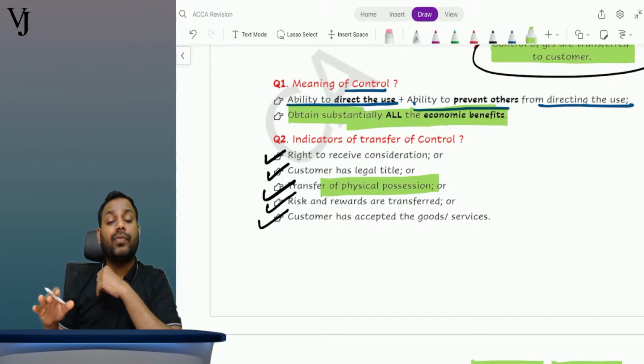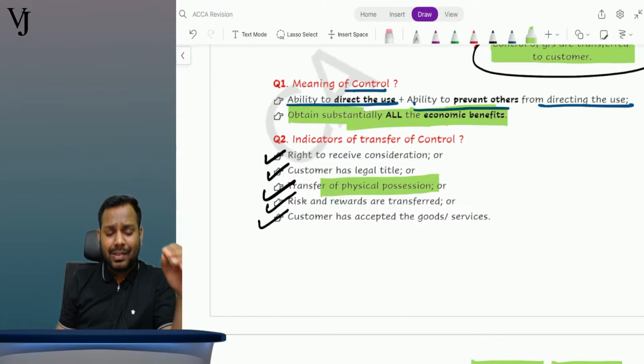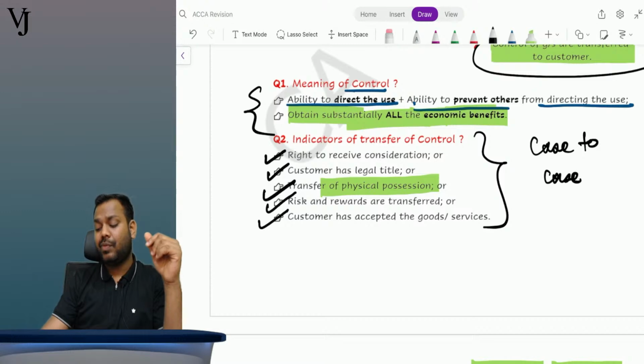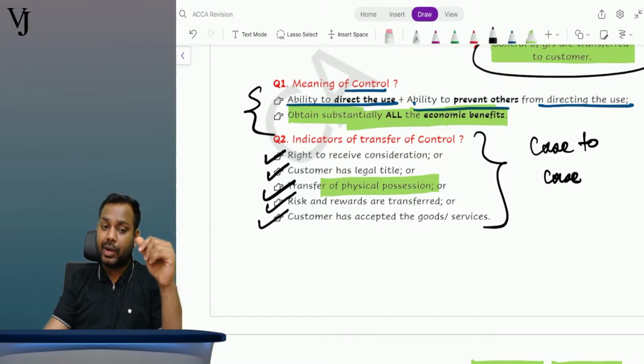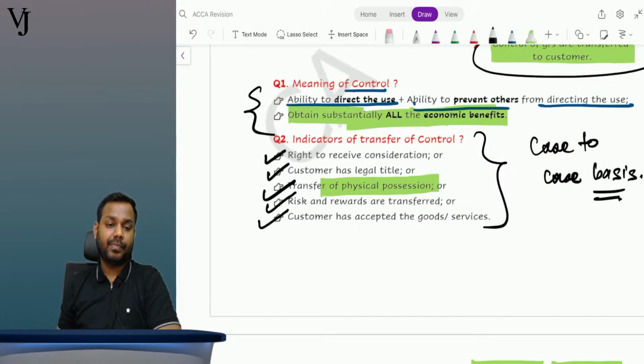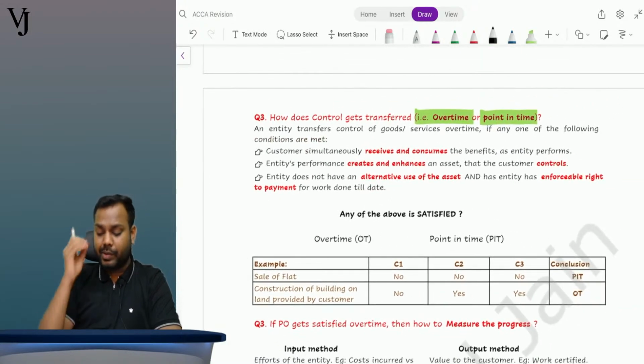But the control is transferred, right? So you have to assess, you have to read the contract and understand. Apply this to the scenario, and on a case to case basis analyze when the control gets transferred, or whether the control is transferred or not. Is it clear, everyone? Is it clear to you now? Wonderful. Now, how does the control get transferred?